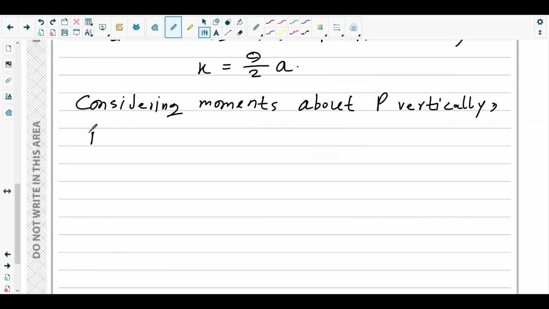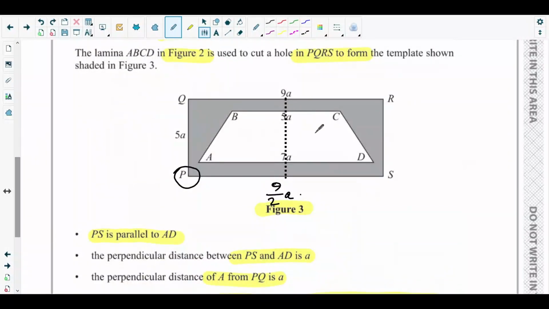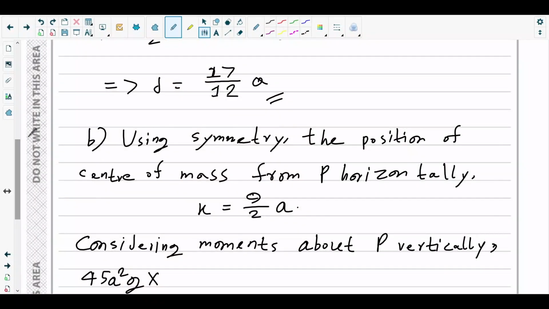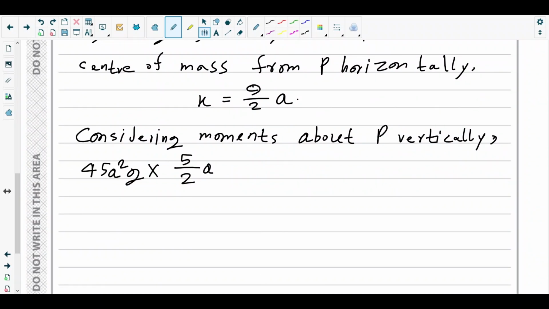So 45 A squared g times its perpendicular distance from P. It is basically right at the middle of the rectangle, so it is halfway vertically of 5A, which is 5 over 2 A. So we got the moment due to the weight of the rectangle PQRS.